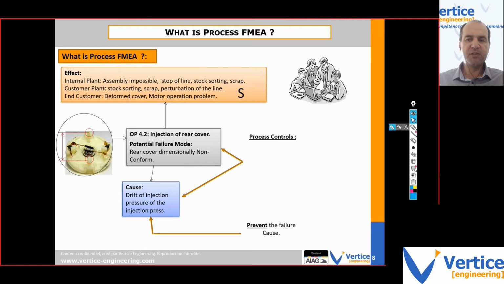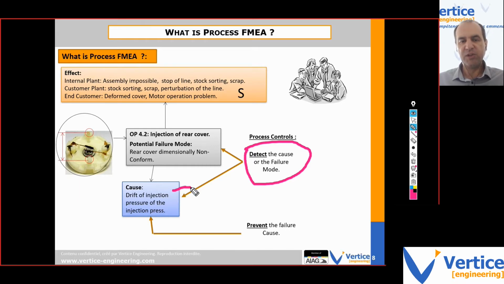The first thing we look for is how to prevent the problem, how to fully prevent the problem. So try to find something that prevents the drift of injection pressure parameters. Maybe statistical process control or some other kind of automated control of the injection parameters. The second thing we will do is we try to find out how do we actually detect the problem. We detect the drift of injection parameter or the dimensional problem, right? How do we detect? Okay.